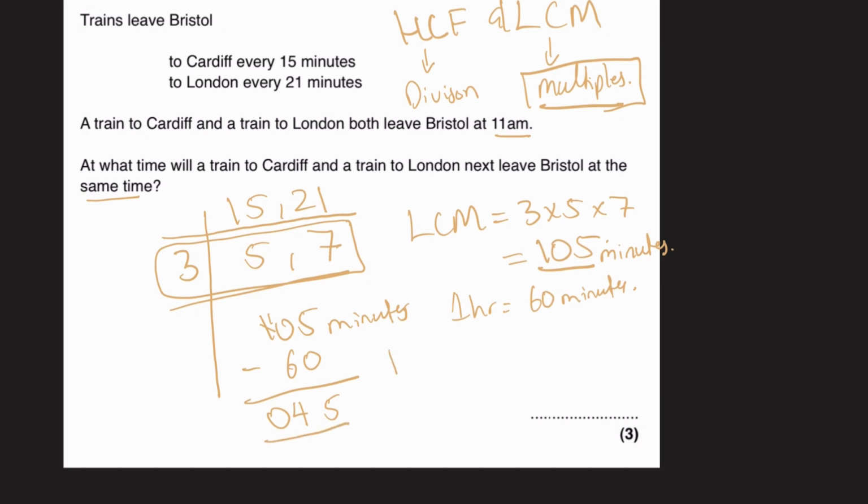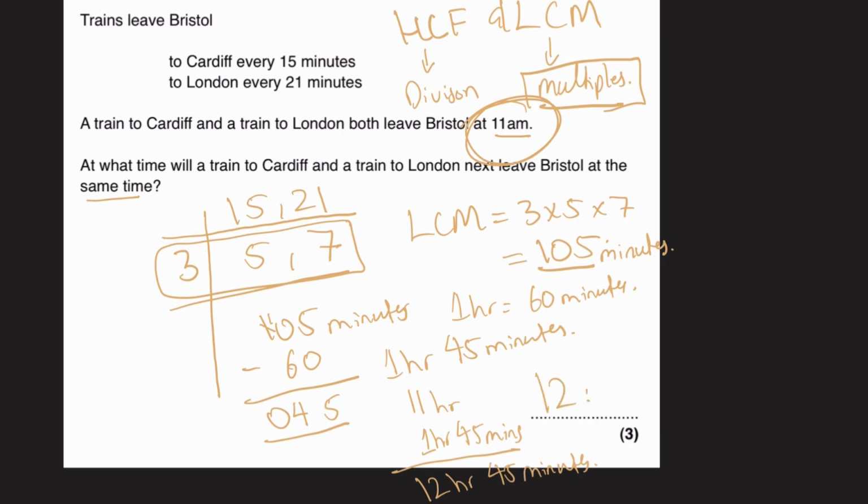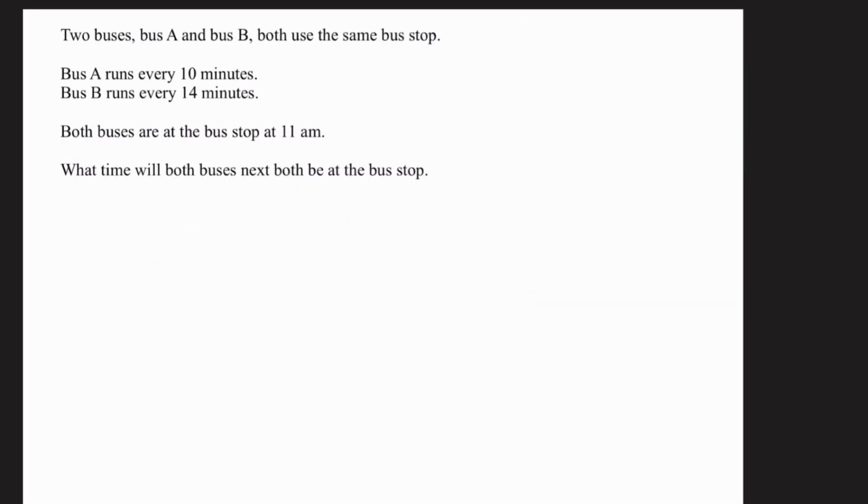So we know every 1 hour and 45 minutes the trains arrive at the same time. The last time they met was at 11 a.m. So now if we do 11 plus 1 hour and 45 minutes, that's 11 hours plus 1 hour, and then 45 minutes here. That gets us 12 hours 45 minutes. So the time would be 12:45. Perfect.